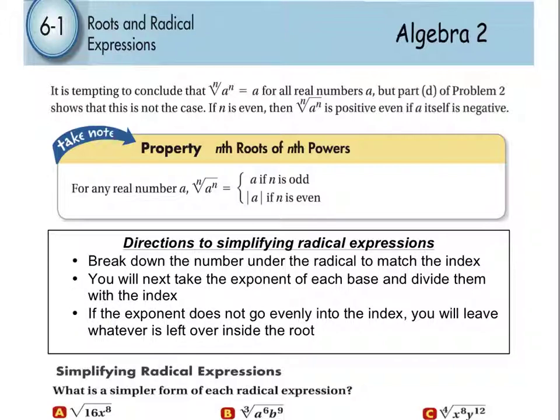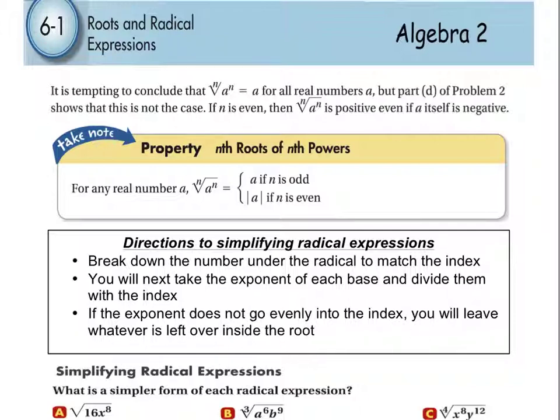Most of the time the problems you're going to see today will go evenly into each index, but eventually down the road these are not necessarily going to go into each index, and we're going to talk about those later. So again, you're going to take the exponent of each base, no matter what variable it is, divide them with the index, and that's going to help you take care of the root. If the exponent does not go evenly into the index, you leave whatever's left over inside the root.